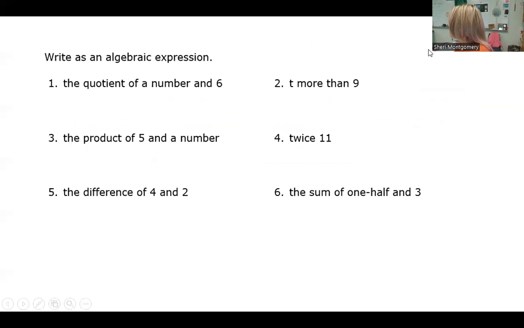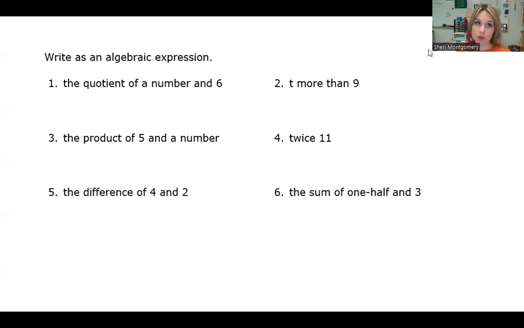So now what we're going to do is we're going to take these sentences and we're going to write them as math sentences. Can anybody raise their hand and say, I'm really amazing at these? Give me 100 of them because I'm awesome. Okay, the rest of us, not so much. So we're going to practice and we're going to get better.